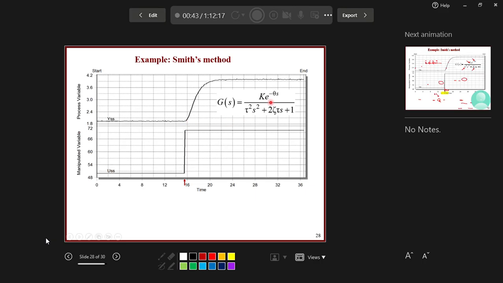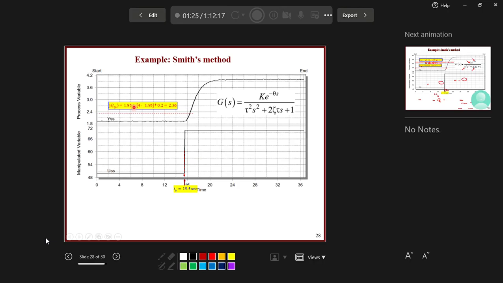So coming to the model we have k, theta, tau, and zeta. k is calculated the same way we did for the first order model. Even theta is calculated the same way. So the only thing is the calculation of tau and zeta. Let's start from the step change. The step happened at 15.5, and then at this point we calculate the T20. Now the T20 is calculated similar to the way we calculated T1 and T2 in the SNK method.